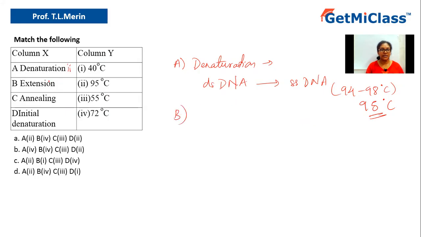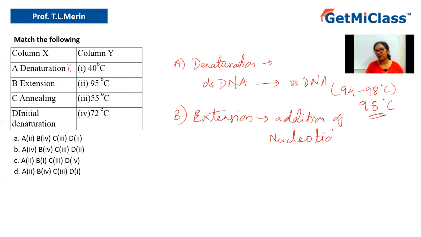The B says extension. So what is extension? The extension is nothing but addition of nucleotides so as to increase the length of the DNA. Or you can also say synthesis of the DNA which occurs, and this is brought about by Taq polymerase in case of PCR. Now, what is PCR? That is polymerase chain reaction.